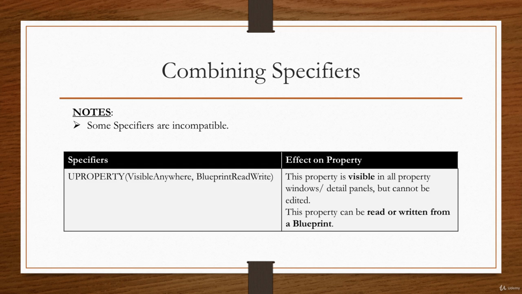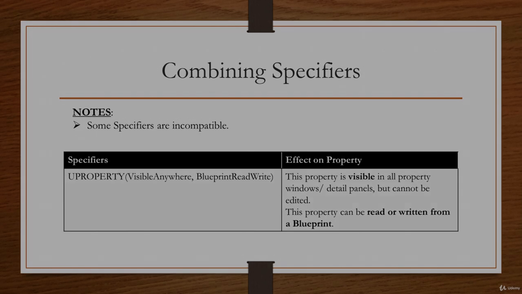Well, we can then specify a blueprint read-write, and now this property can be read or written from the visual scripting system. So even though it's not editable in the details panels, whether that's on an instance or the class defaults, we can still use the visual scripting system to go and get or set that property. So this is how we can start to use these in combination.